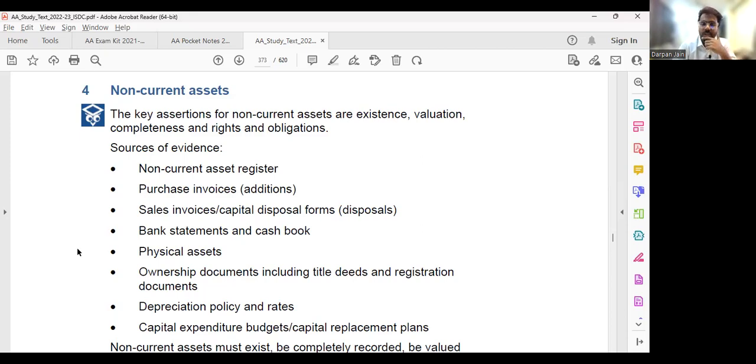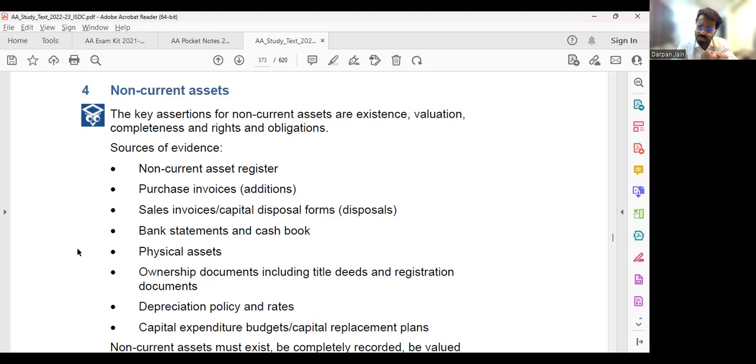During the year that you are auditing, there might be multiple purchases and sales, right? Purchase of fixed assets, sale of fixed assets. So from where can you check these purchases and sales of the last year? You can see their purchase invoices and sales invoices. When you purchase a fixed asset, the opposite party will give you an invoice, right?